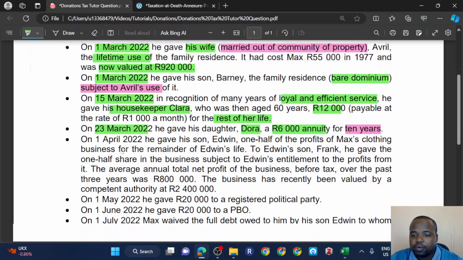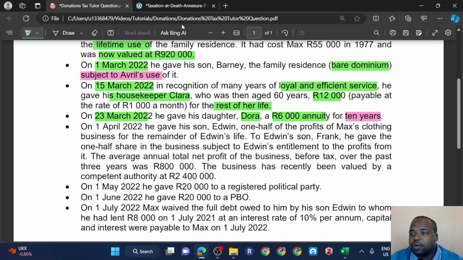So we move on now to the donations on 1 April 2022, right? So on 1 April 2022, he gave his son Edwin 1/2 of the profits of Max's clothing business for the remainder of Edwin's life. So essentially for Edwin's life. To Edwin's son Frank, he gave the 1/2 share in the business, subject to Edwin's entitlement to the profits.